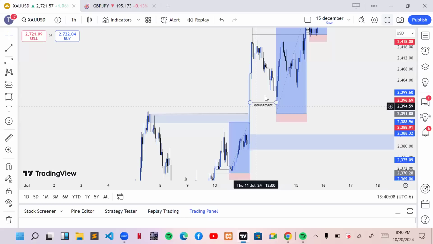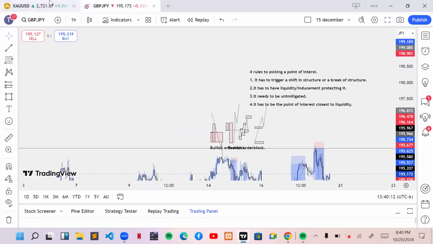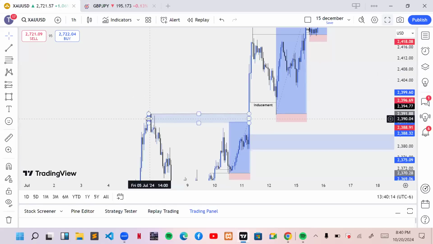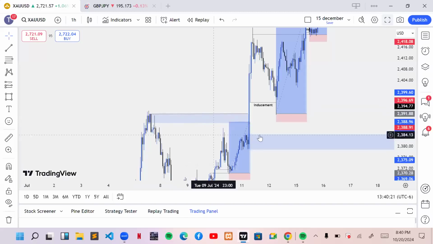The third rule says it needs to be unmitigated. It means price needs to not have tapped that breaker block. The point of interest needs to not have been tapped before. This is the order block right here. This is our breaker block. The breaker block has not been tapped. The order block has not been tapped. Both of them are valid to be used as entry.